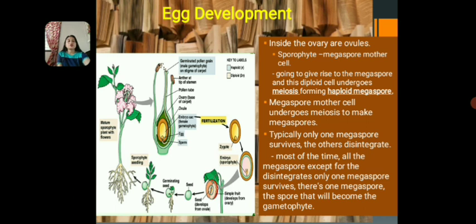So let's proceed to the egg development. Inside the ovary are ovules. If we could look inside the ovary, we could see many structures, sometimes more than one, sometimes just one. These structures are egg producing structures. They're called ovules. So the sporophyte, it is the megaspore mother cells.